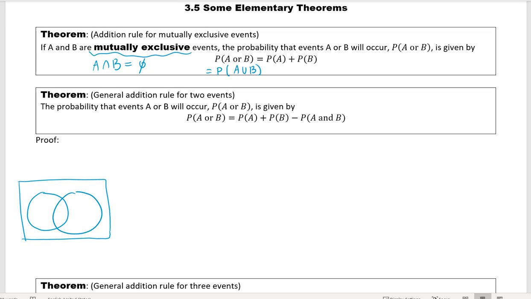So we have A and B. We want to compute the probability of A or B. So this is the probability of A or B, right? And so that is the probability of A. What is A? A is this region and this region, right? Plus the probability of B. Probability of B is this region and this region.